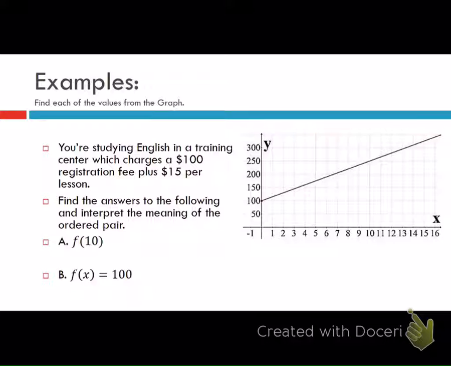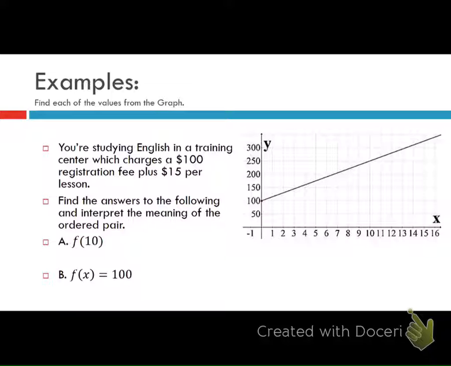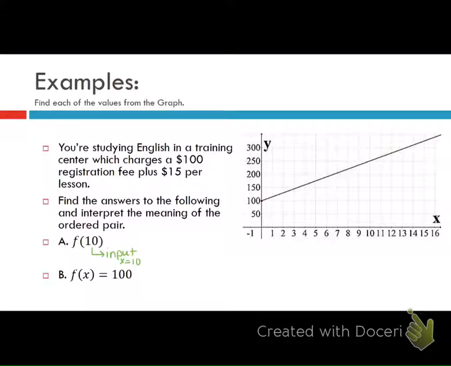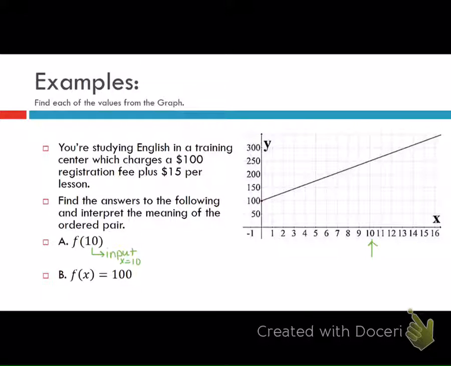Okay, let's look at the next example here. Find the values from the graph. You're studying English in a training center which charges a $100 registration fee plus $15 per lesson. Find the answers to the following questions. First of all, f of 10, is that an input or an output? Input. That means x equals 10. So you're going to find 10 on the x-axis. 10 is right here on the x-axis, right? If I follow that up, Mike, 250. You get over to the y at 250. Perfect.